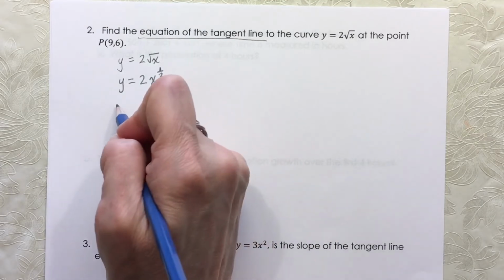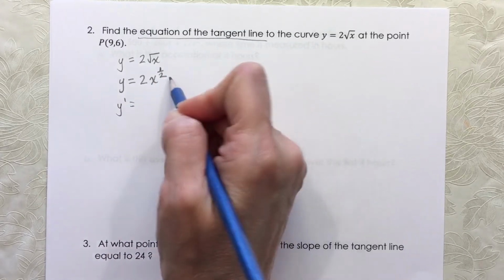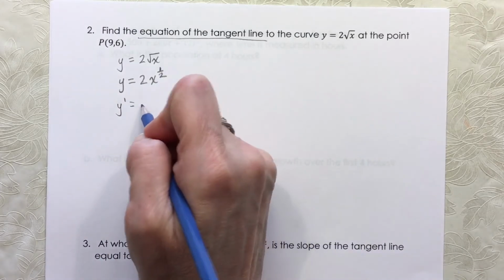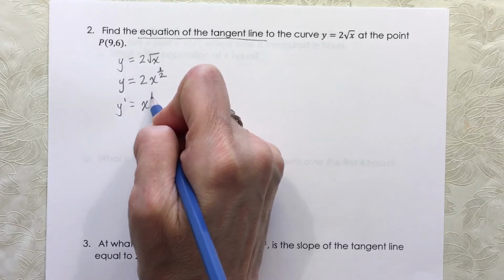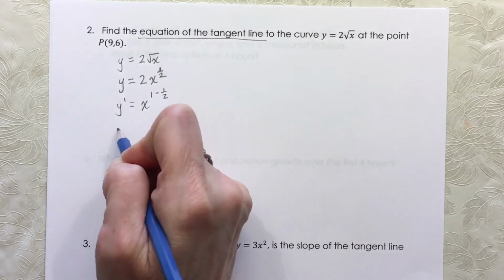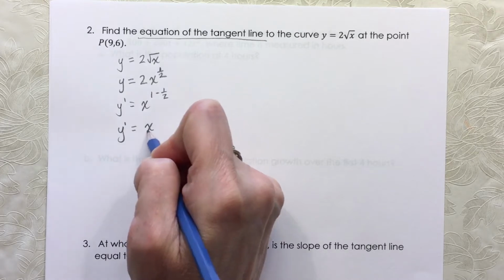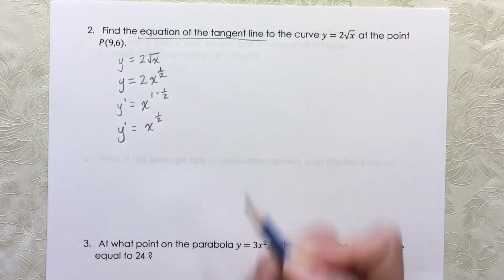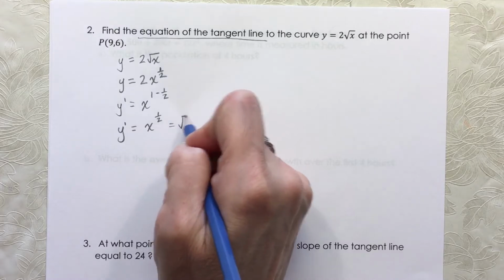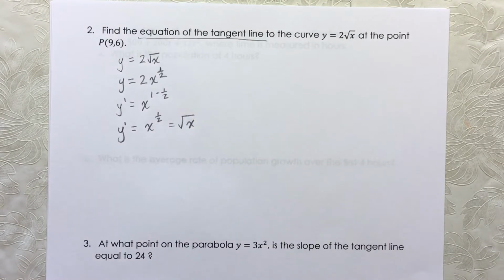Now I can find the derivative, y prime. So 1/2 times 2 is 1, x to the 1 minus 1/2, and a lot of you would just be able to go straight to y prime equals x to the 1/2 or the square root of x. Okay, so that gives us our derivative.